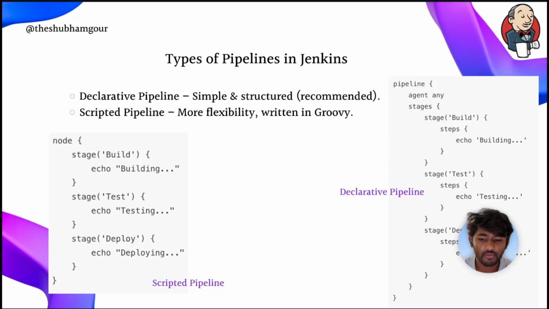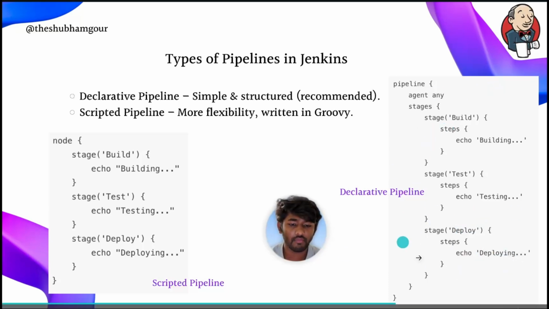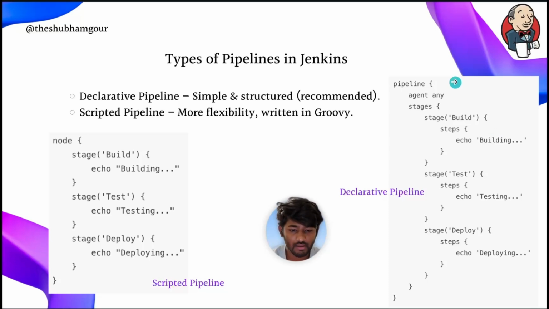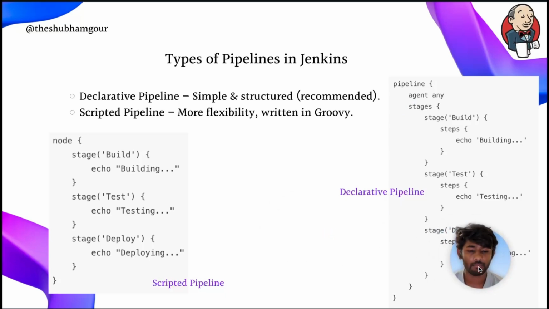Here you can see there are two screenshots which I've added. Let's cover the one on the left-hand side first. Here the pipeline starts with an agent. There we have stages, and the stages are further classified into stage. The first stage builds, with a step that is echoing building. Second is test, where it is testing, and third is deploy, where it is echoing the deployment. So this is a basic declarative pipeline, showing you the basic structure of how a declarative pipeline looks.